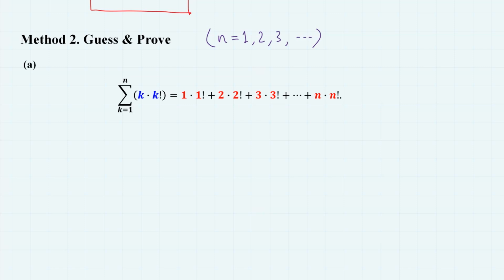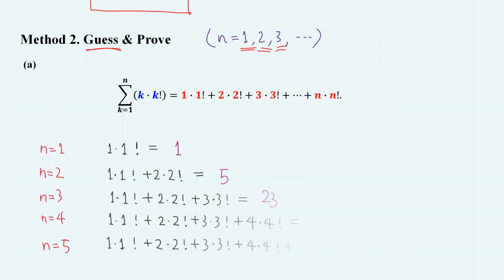The second method is good old bashing for the first few n's and guess the general expression method. So let us try n equals 1, 2, 3 and so on and see what we get. And here are the first few results. When n equals 1, we obtain 1. When n equals 2, we obtain 5. When n equals 3, we obtain 23. When n equals 4, we obtain 119. And when n equals 5, we obtain 719.